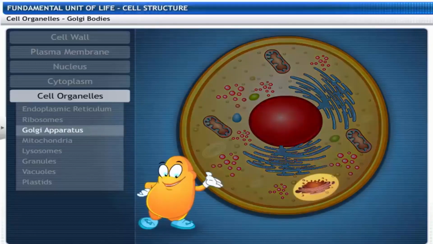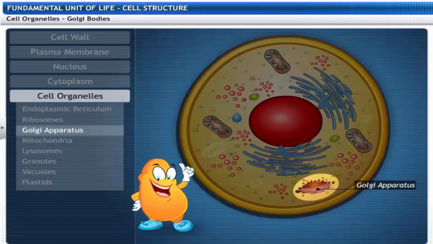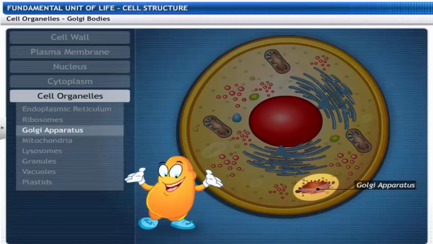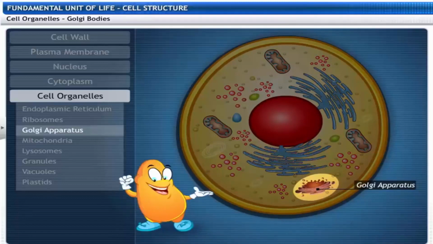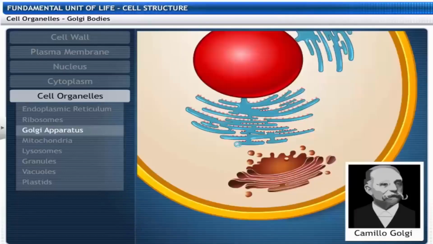Here's another organelle. This is the site for storing and transporting proteins across the cytoplasm, called Golgi apparatus. Named after Camillo Golgi, who first described it, Golgi apparatus are stacks of flattened membrane-bound sacs or vesicles. These stacks are called cisternae.